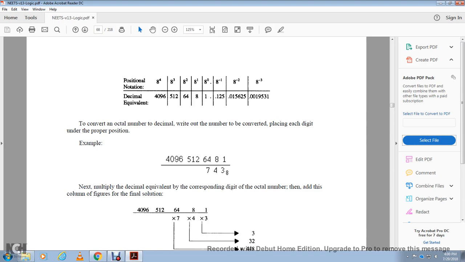Next, multiply... I don't know, this one seems tricky.